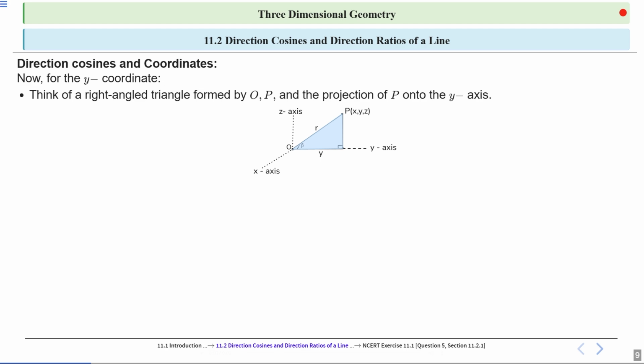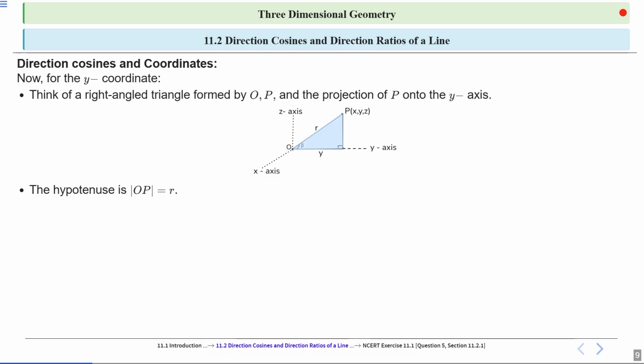So let's start by looking at the direction cosines, and how they relate to the coordinates of a point in three-dimensional geometry. So look at this diagram. In this diagram, the vertices of this triangle are basically O, P, and the projection of point P onto the y-axis.